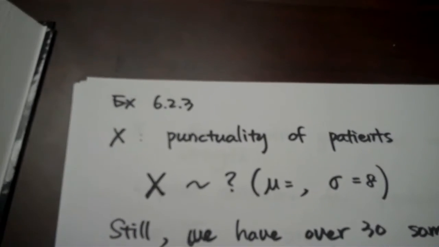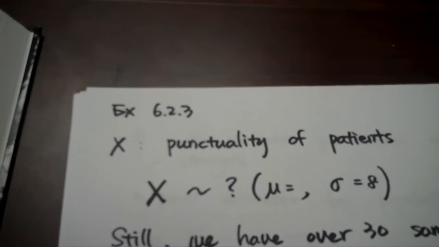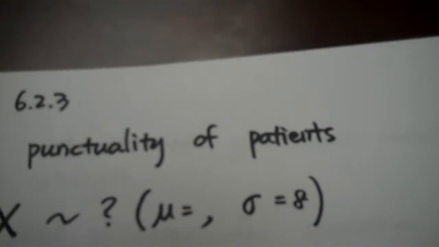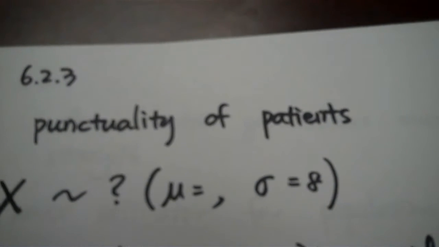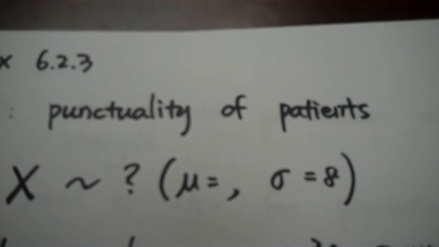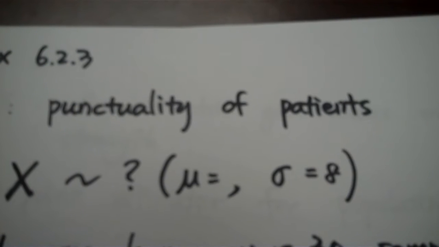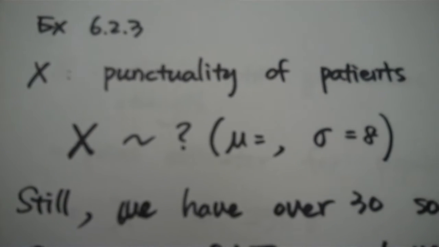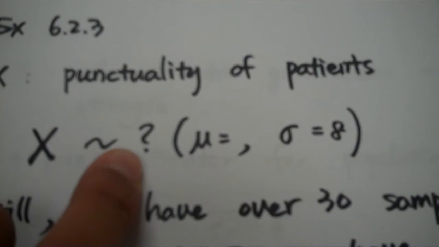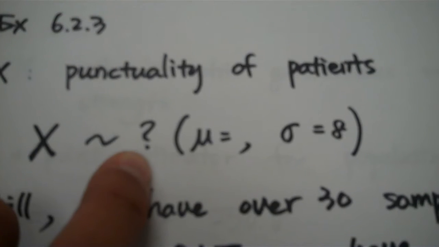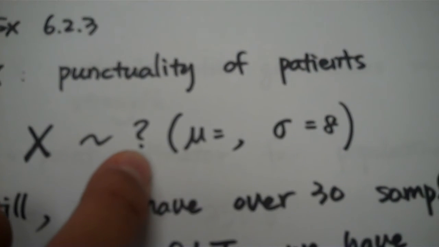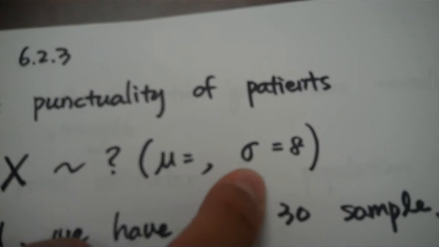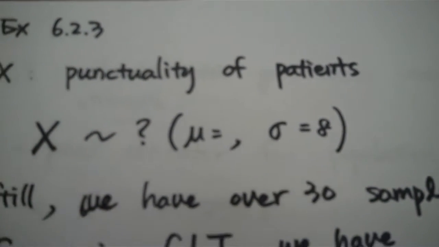Okay, now 6.2.3. That is X. The variable is punctuality of patients. So sometimes the patients are late for appointments. So in here, X, we didn't get any information from the question, so we don't know the shape of the distribution. But the mean is what we are trying to estimate, and the standard deviation is 8 from the information.